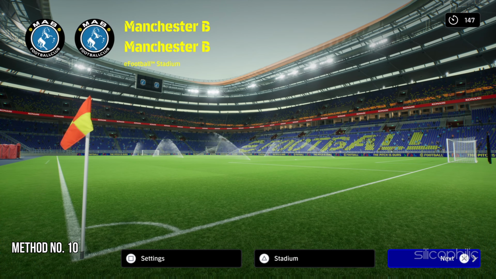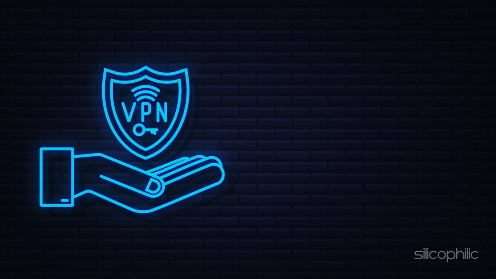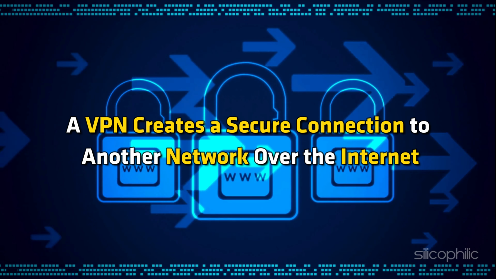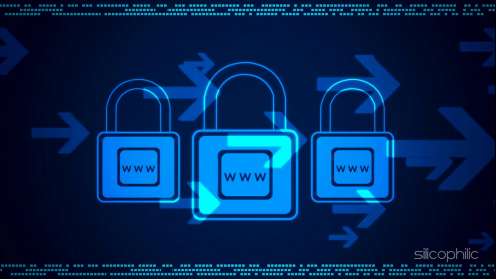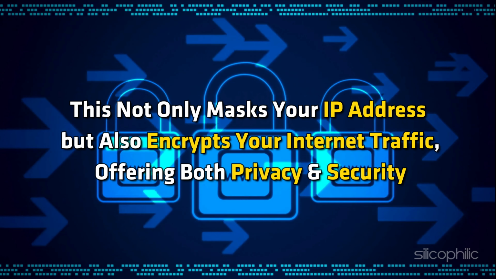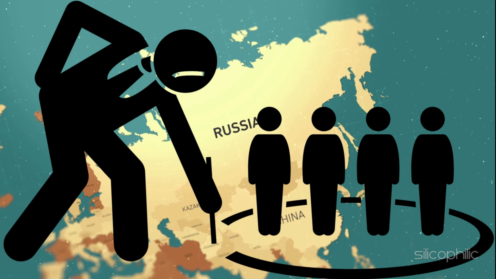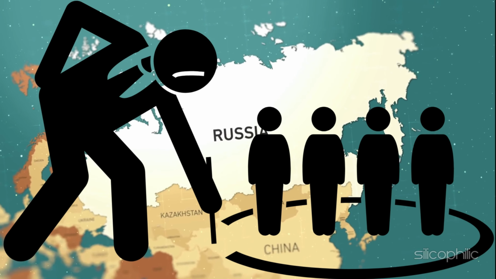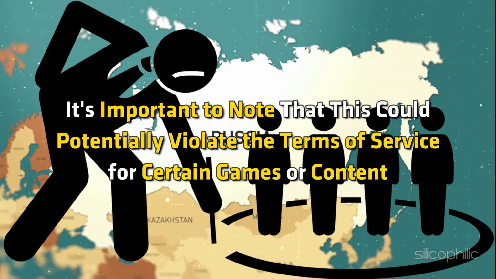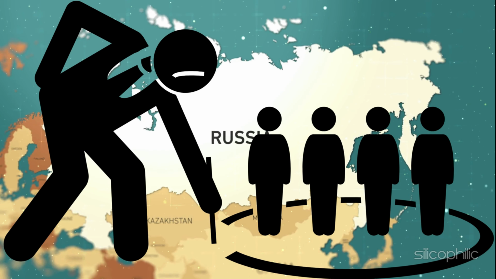Method 10. Use a VPN. Using a VPN allows you to access games from different regions by changing your IP address. A VPN creates a secure connection to another network over the internet. This not only masks your IP address but also encrypts your internet traffic, offering both privacy and security. VPNs can help you bypass geographical restrictions and access the games that may not be available in your region. However, it's important to note that this could potentially violate the terms of service for certain games or content.